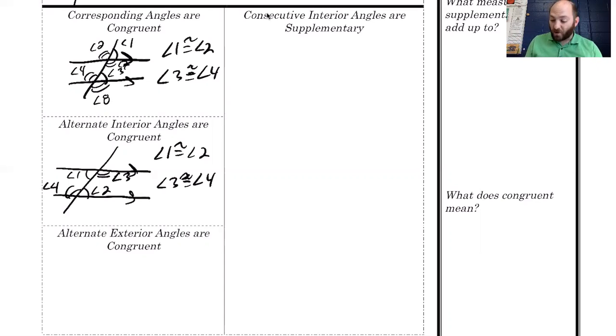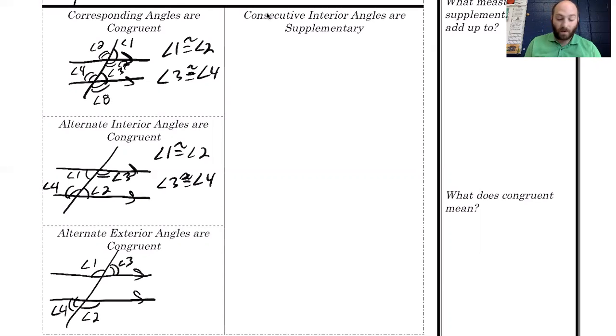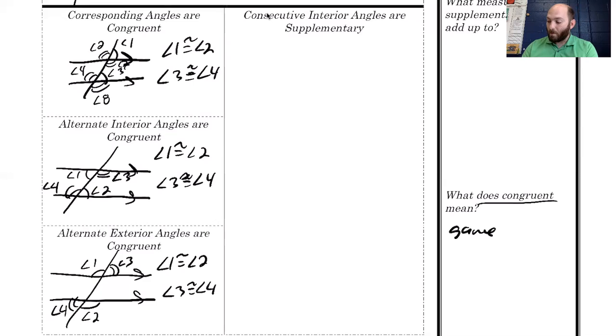Alternate exterior angles are also congruent. So again, here's my parallel lines. I'm going to label them as parallel. Here's my transversal. Angle 1, angle 2, those are congruent. Angle 3, angle 4. So angle 1 is congruent to angle 2, angle 3 is congruent to angle 4. So that's what we're looking at here. Alternate exterior angles, alternate interior angles, and corresponding angles. These are all congruent angles. So they're all the same angles here, okay? Remember, that's what it means to be congruent. Same measure.